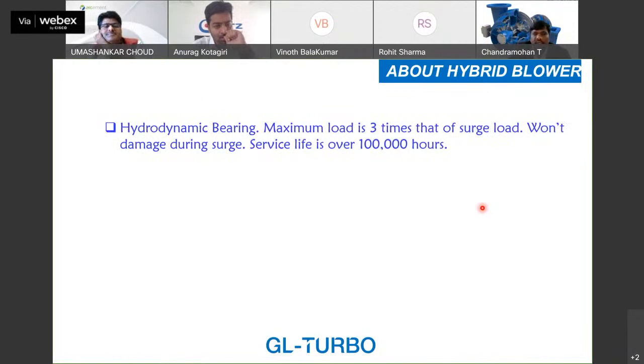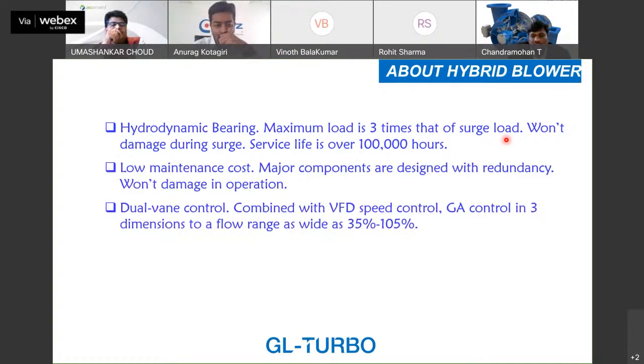And the performance ratio, everything is very high. And this surge, as I explained earlier, during the high surge, we have almost 3 times better, and service hours of almost about 10 years or maybe 1 lakh hours. These are all the regular things. Because of the combination of VFD as well as the gear, you can have a wide turn down ratio of 35 to 105%.